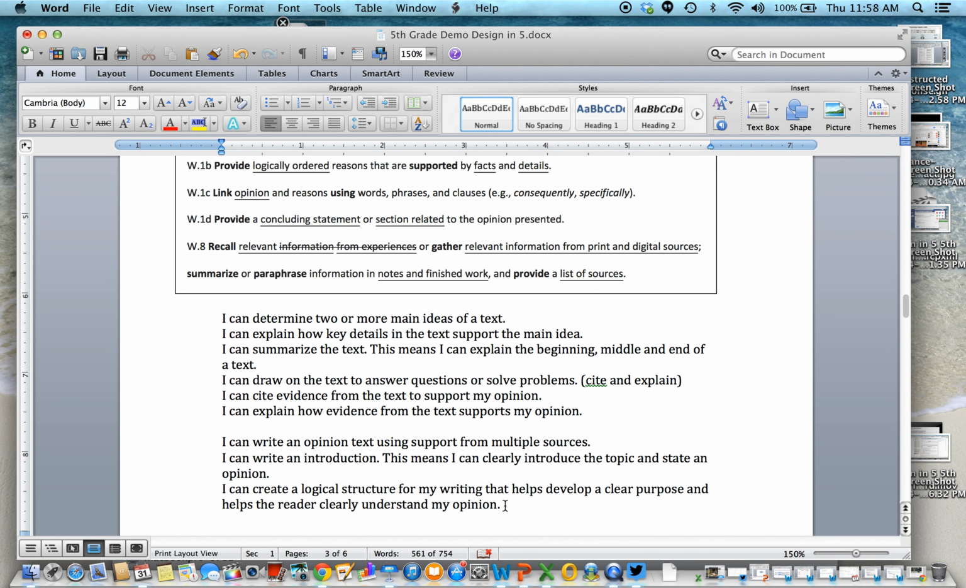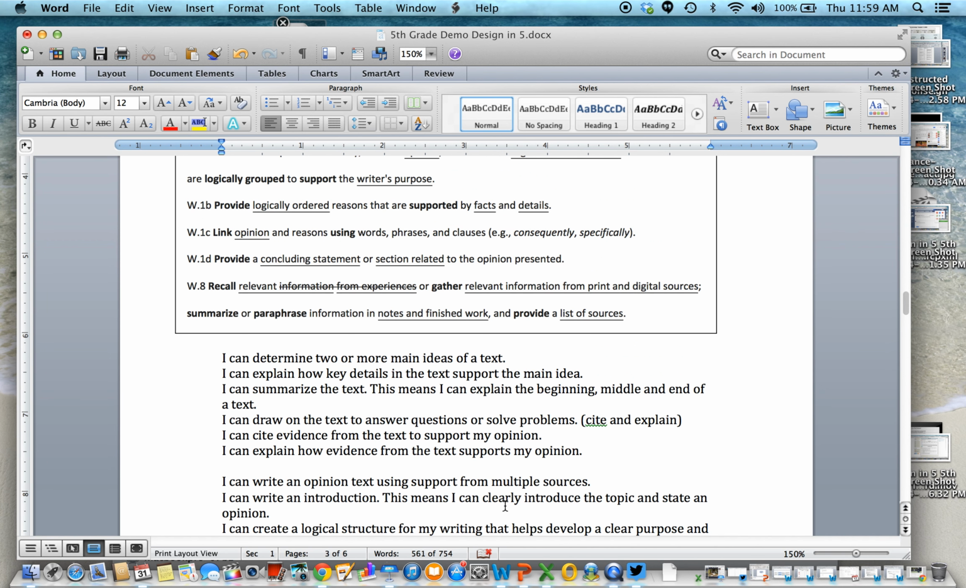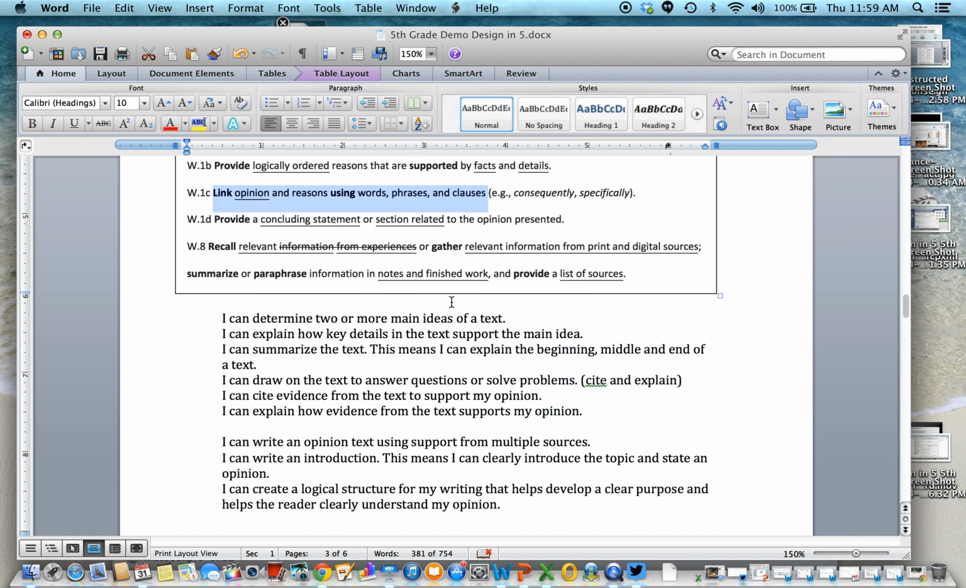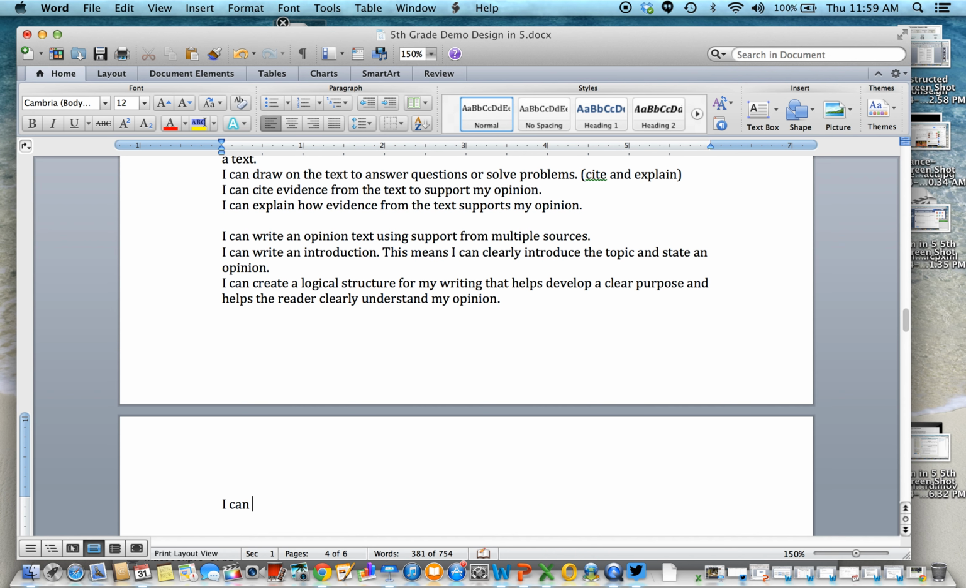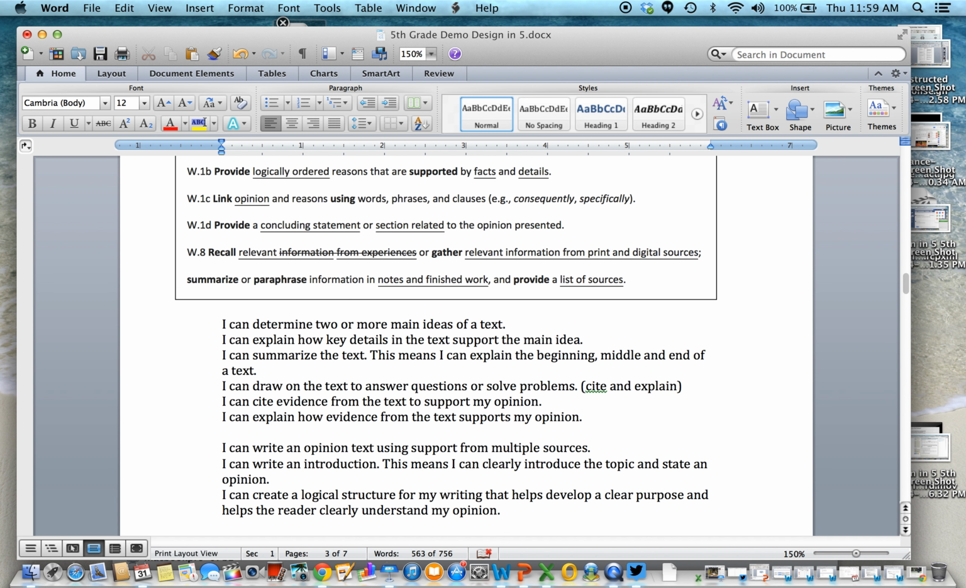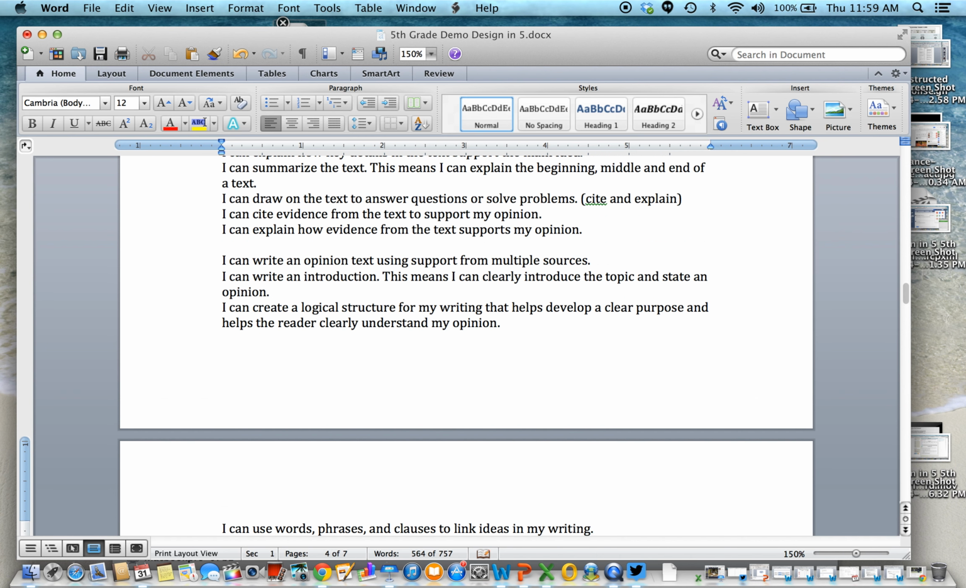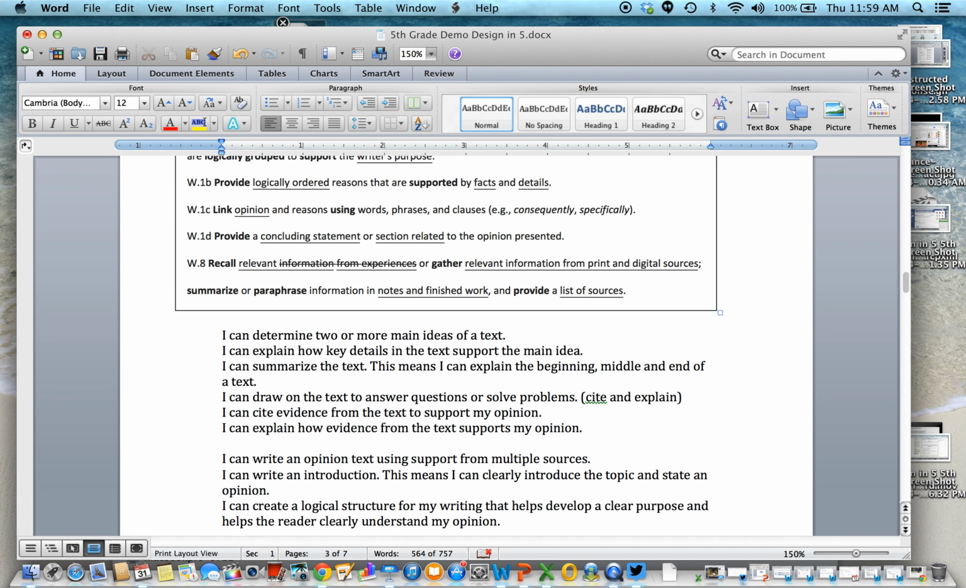Yeah, we'll keep it at that right now. It might need a little wordsmithing, but that's the gist. Okay, so then we also need to have some linking words. So I think this is I can link. I can use words, phrases, and clauses to link ideas in my writing. And that just helps with flow. So we'll have them do that.